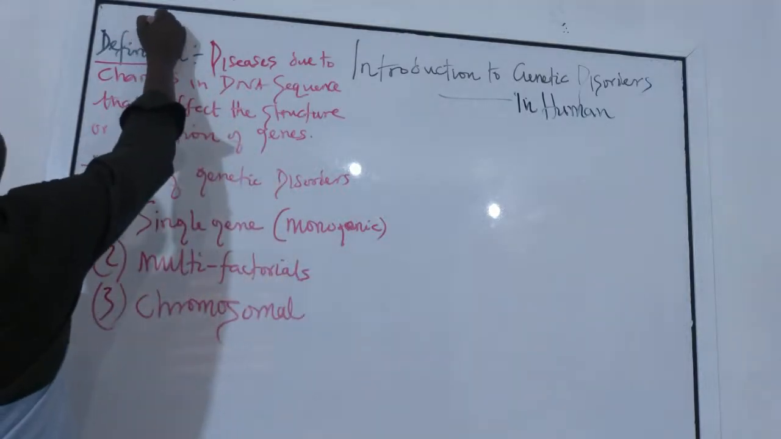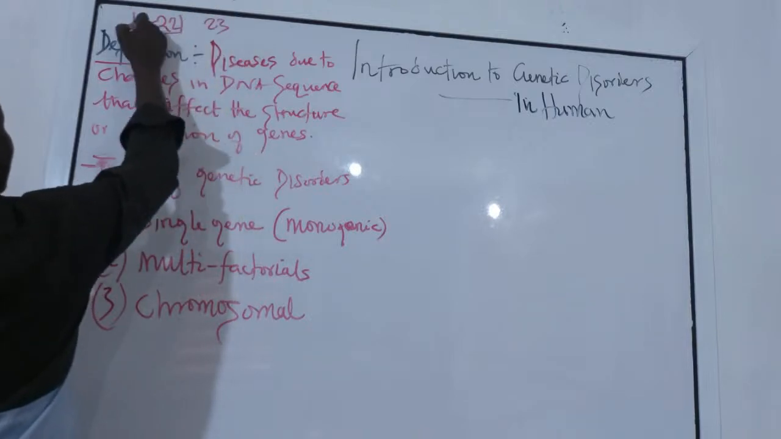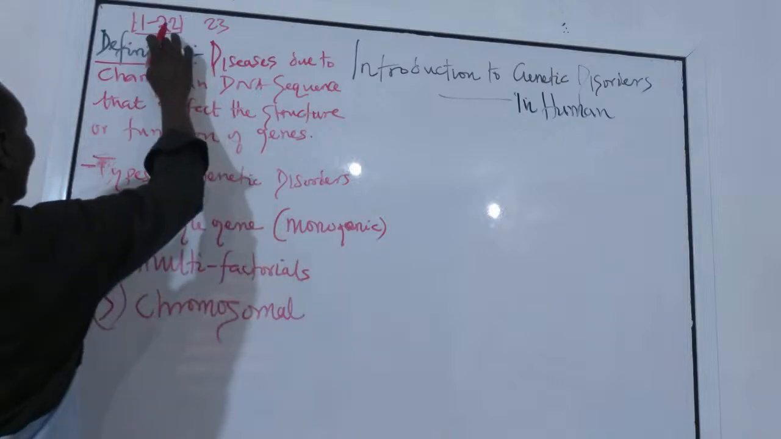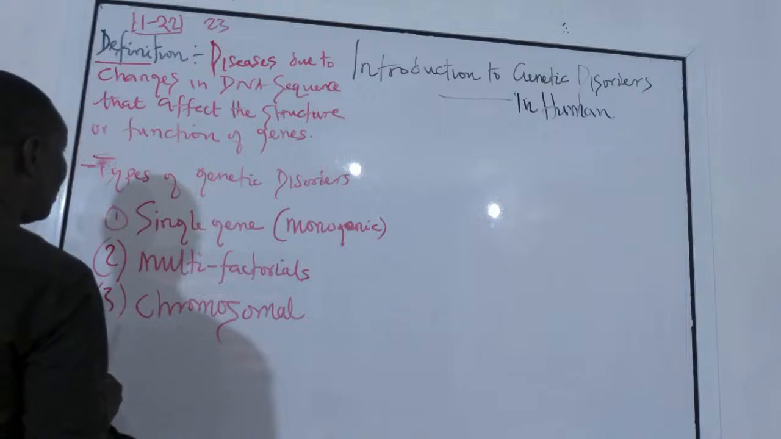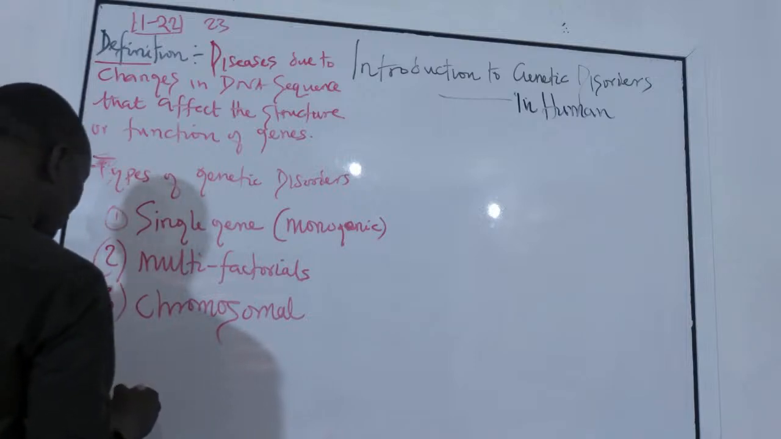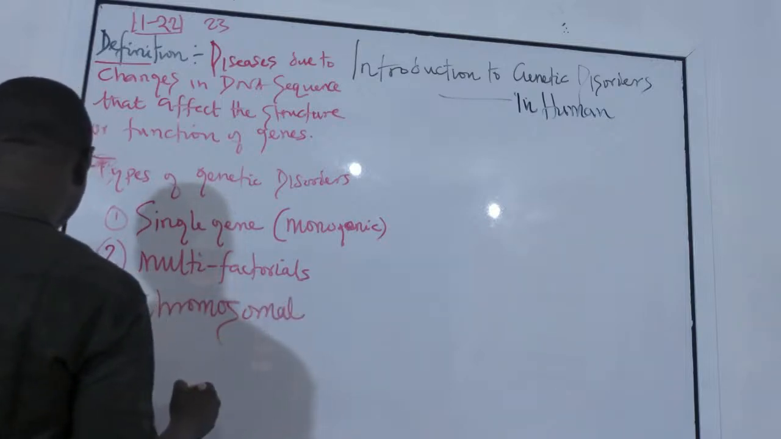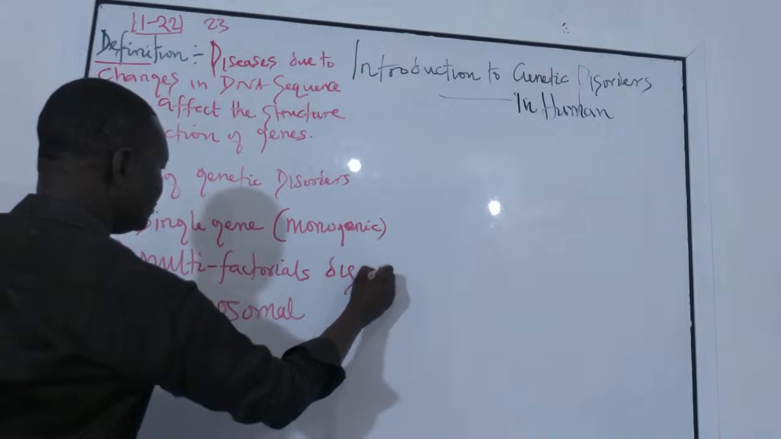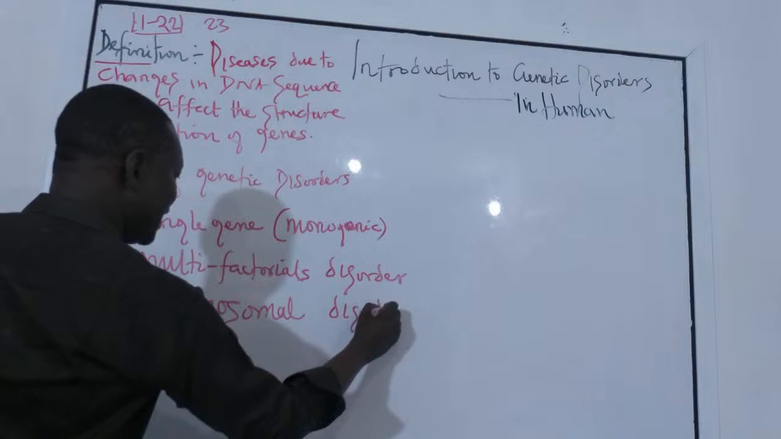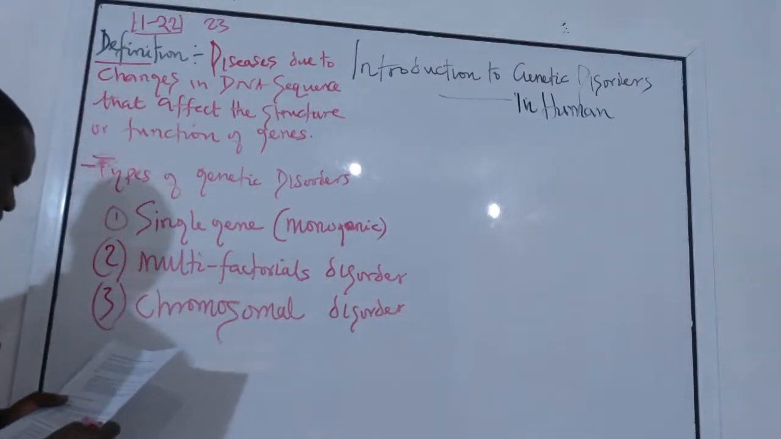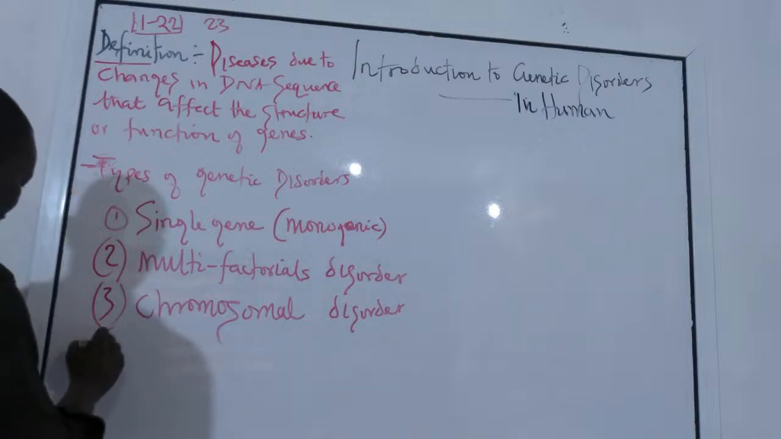Don't forget that there are 23 pairs of chromosomes, of which I said the first 1 to 22 are called the autosomes, and the other one is called the sex chromosome. So the pattern of disorder, okay, this one is multifactorial disorder, chromosomal disorder. So anything that has to do with affecting the chromosome is called chromosomal disorder.